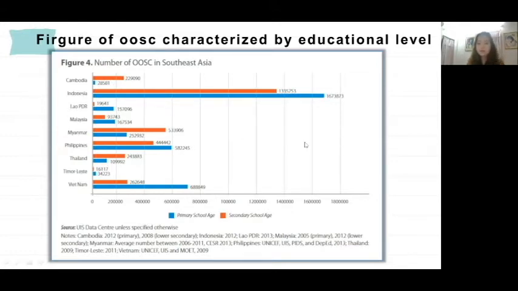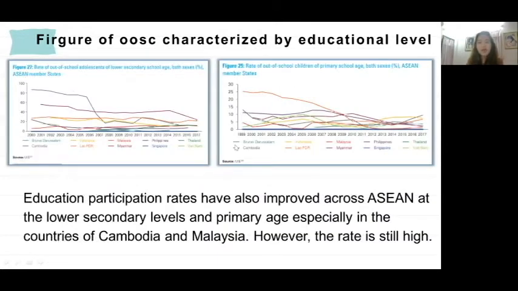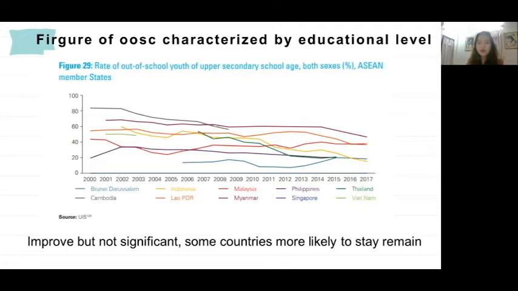And it's quite obvious that educational quality and out of school rates improve across the ASEAN community at the lower secondary level and primary age, especially in Cambodia, and here, Malaysia, from 2017. However, when it comes to the statistics on out of school children at upper secondary school age for both sexes, the rate tends to improve, but not quite significantly. Some countries are more likely to remain the same. It means that it goes up and down. It's kind of stable.